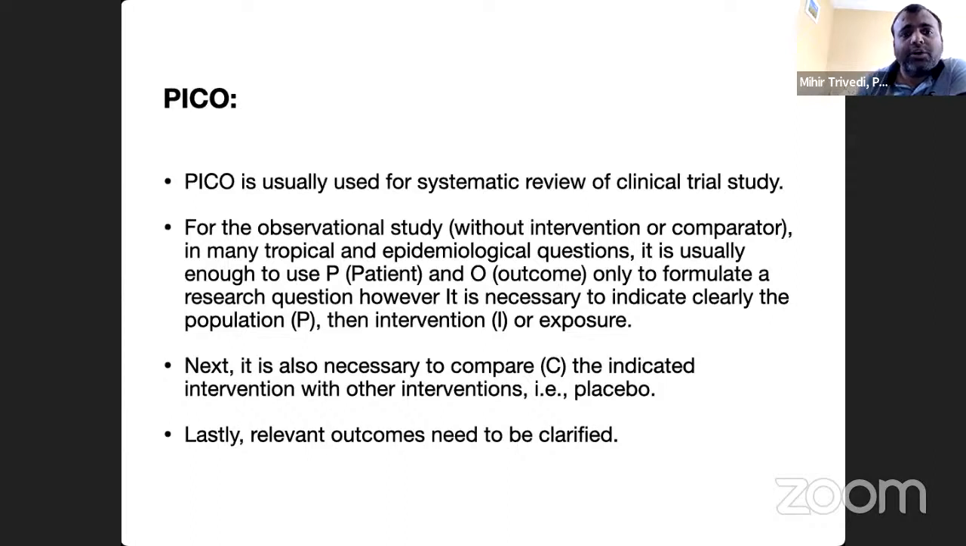PICO is usually used for systematic reviews of clinical trial studies, or observational studies with or without intervention or comparator. In many topical and epidemiological questions, it is usually enough to use patient and outcome only to formulate a research question. However, it is necessary to indicate clearly the population, then intervention or exposure. Next, it is also necessary to compare the indicated intervention with other interventions like placebo. Lastly, relevant outcomes need to be clarified.